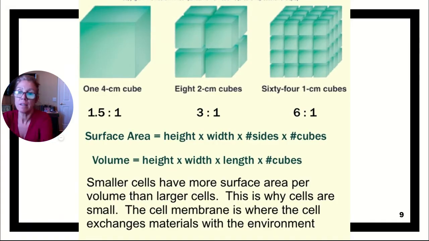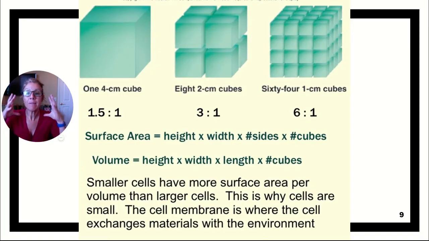Now, I want you to see that 1 4 centimeter cube, if you did the math on that. If you calculate the surface area, that would be height times width, which would be 4 times 4 is 16, times the number of sides on a cube, which is 6, and it's 1 cube. And if you went by the volume, height times width times length, that would be 4 times 4 times 4, which is 64, times the number of cubes. Then your ratio of total surface area to the volume is 1.5 to 1.